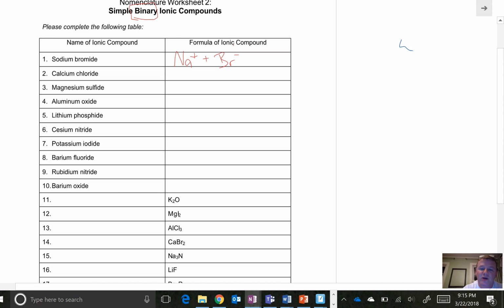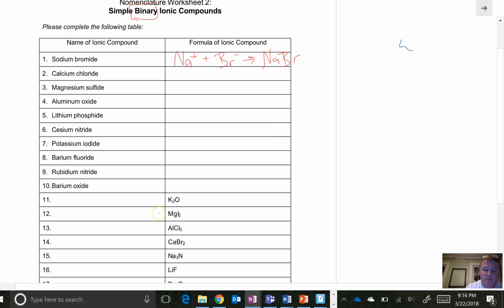Okay. So when those come together, we've got a positive 1 and a negative 1. They simply cancel each other out. And we end up with NaBr, sodium bromide. Okay. So I would recommend doing that for each of those. That way you can get in the practice of identifying the ions and their charges, and then canceling the charges out, crisscrossing if you need to, in order to get the compound.